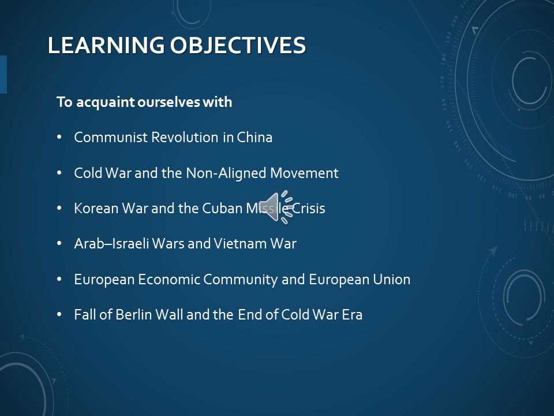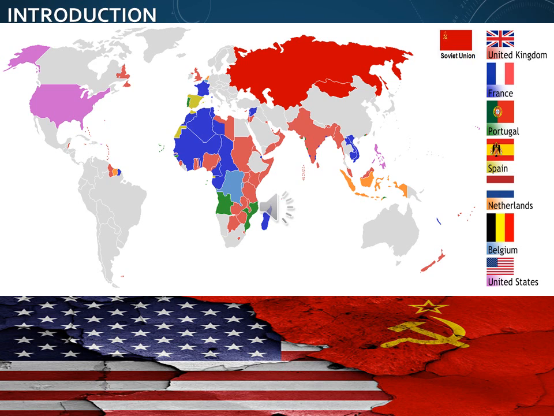In today's class, we will learn about the communist revolution in China. So how was the communist government formed in China? Introduction. In the aftermath of the Second World War, a new era began. So after the Second World War, a new period, a new era began.